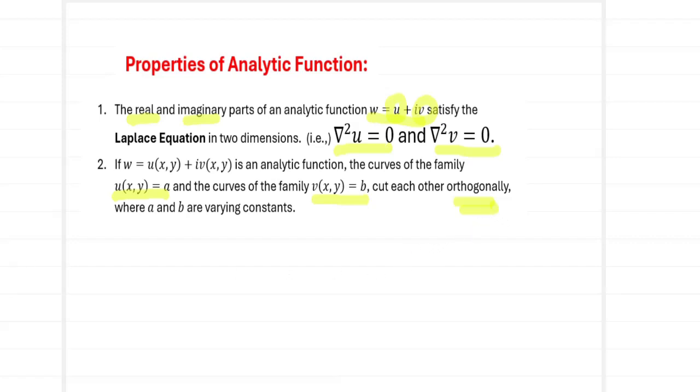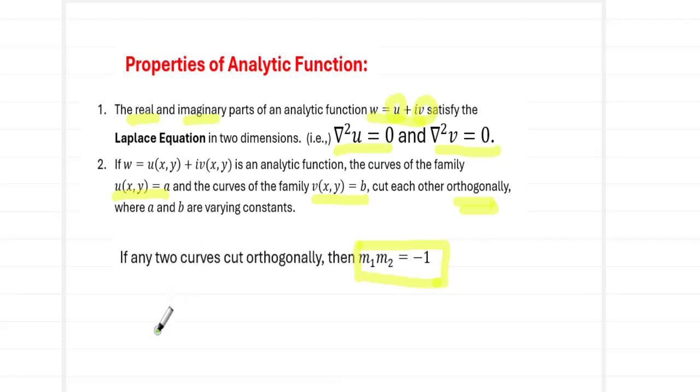Can you say what is going to be the condition for orthogonality? You're right. The condition for orthogonality is that the product of the slopes m1 m2 must be equal to -1. So, if the slope of the curve u = a and the slope of the curve v = b cut each other, then what happens? They cut each other orthogonally. So the angle between each one of them is going to be 90 degrees. So these are the two properties of analytic function.